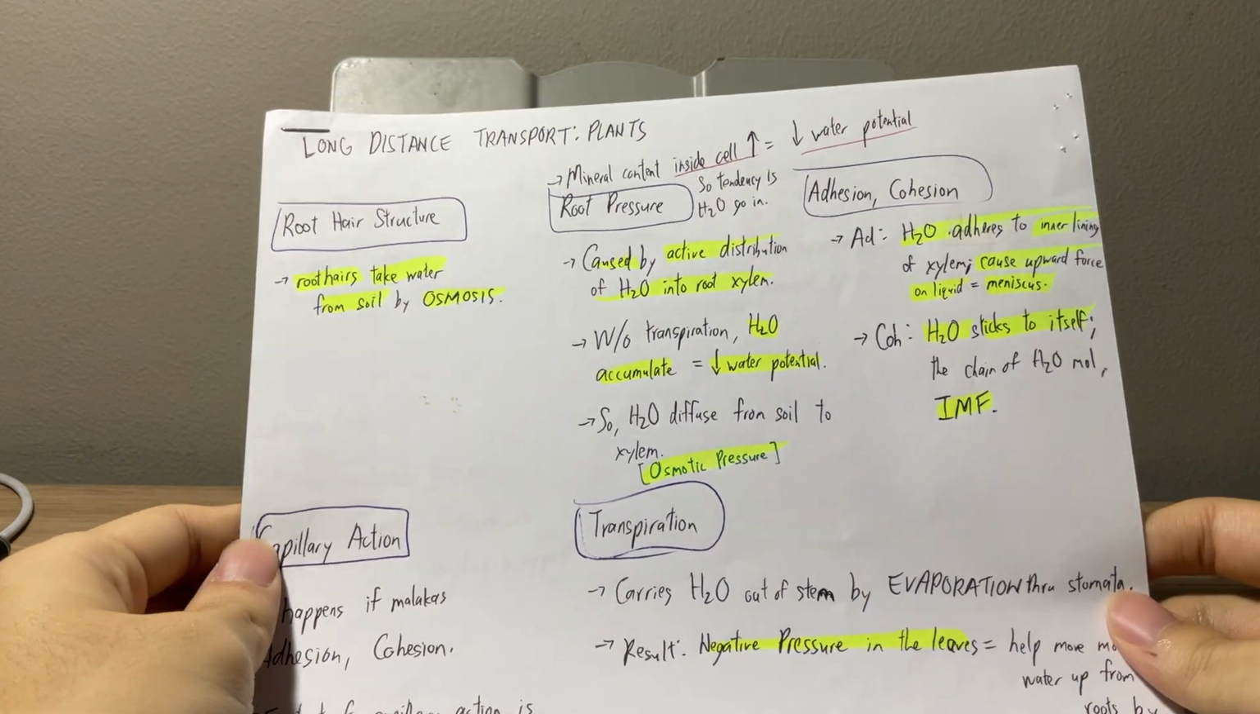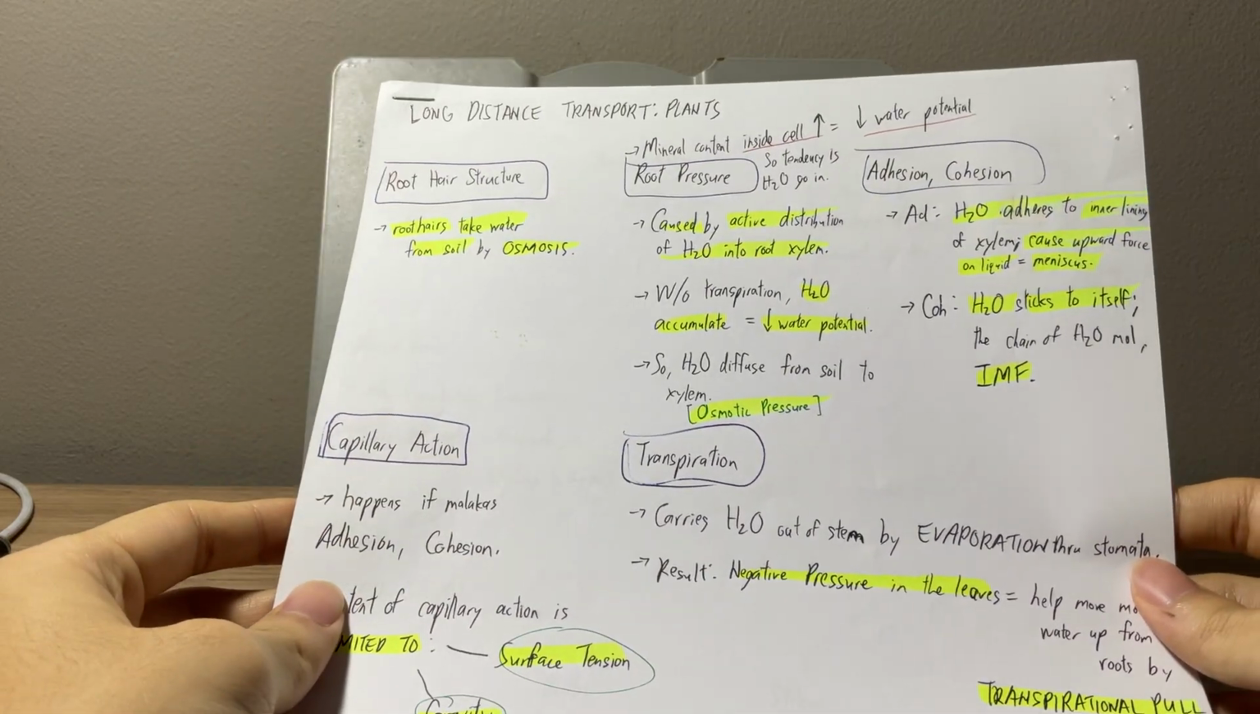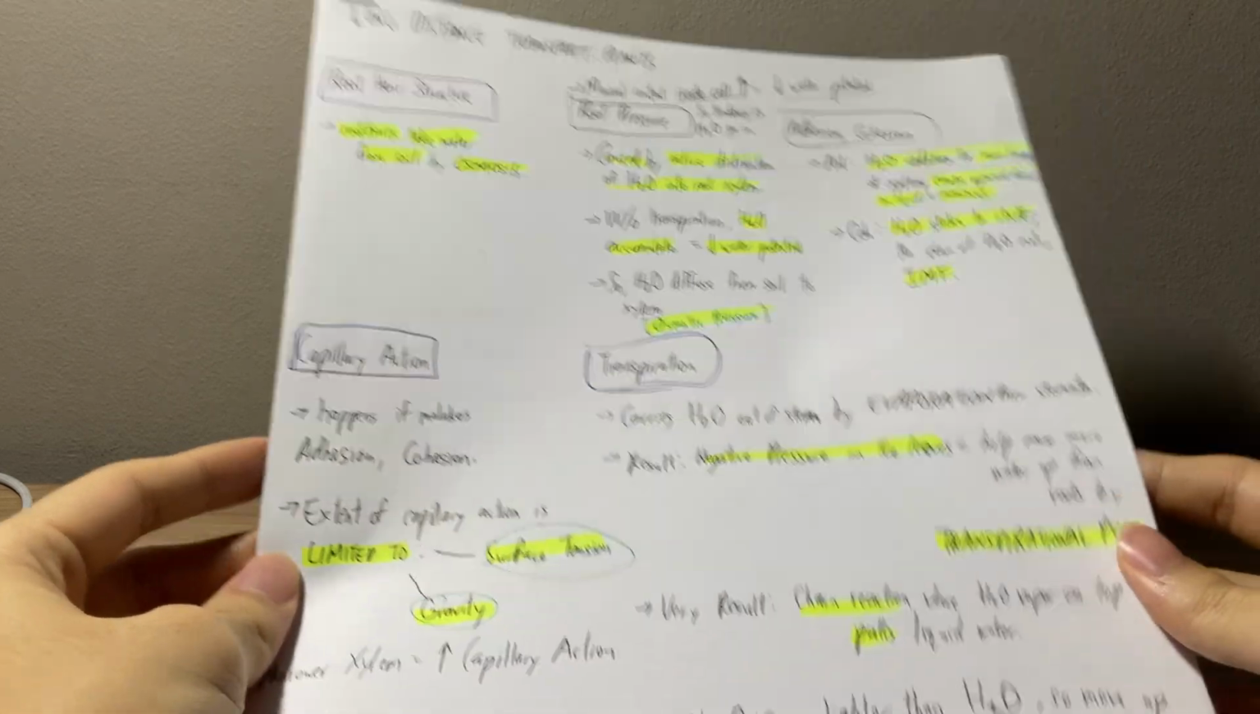So long distance transport in plants, we have, what are these?